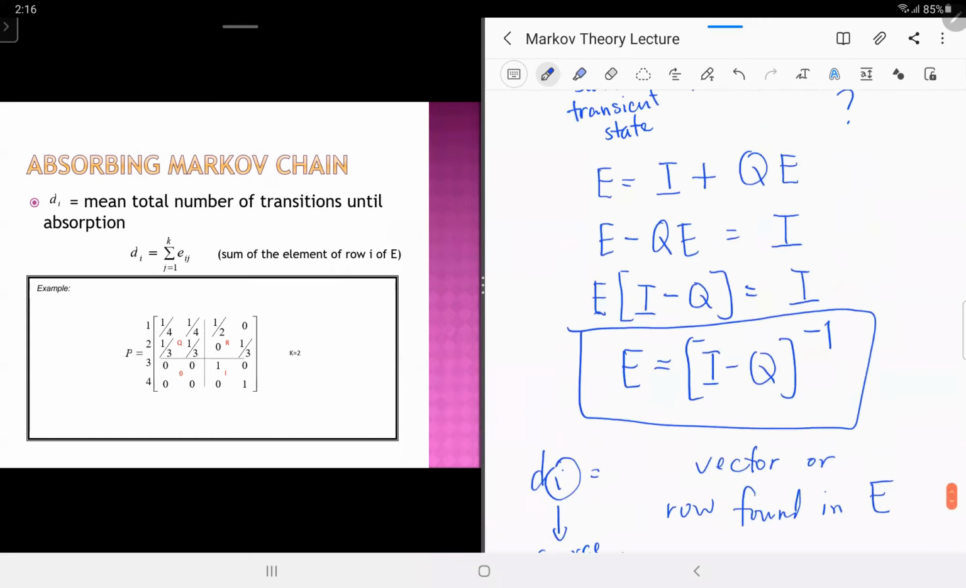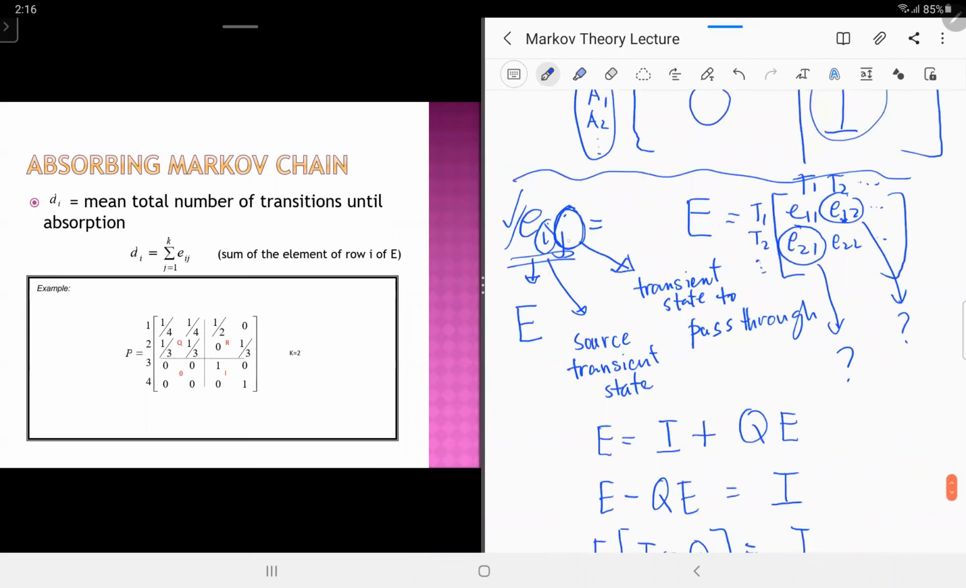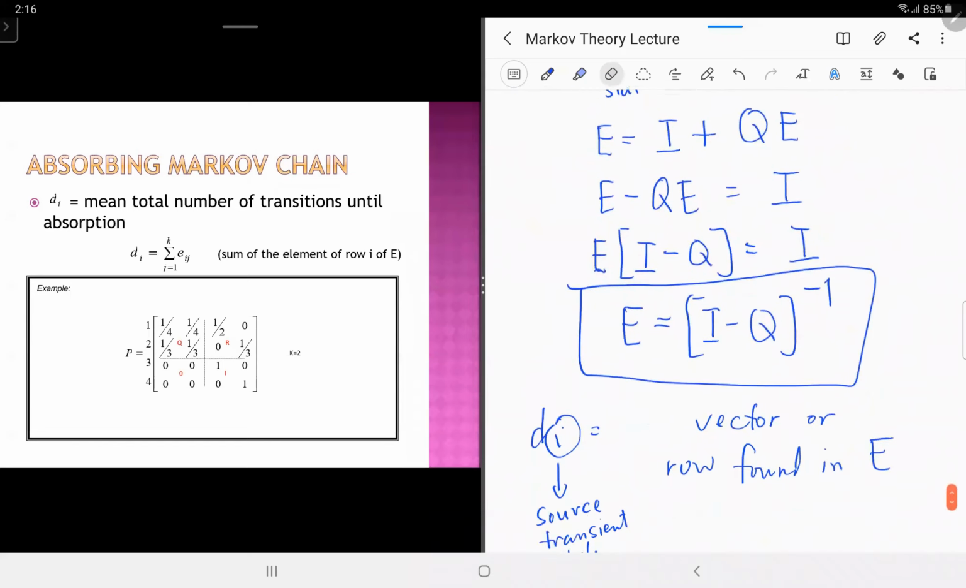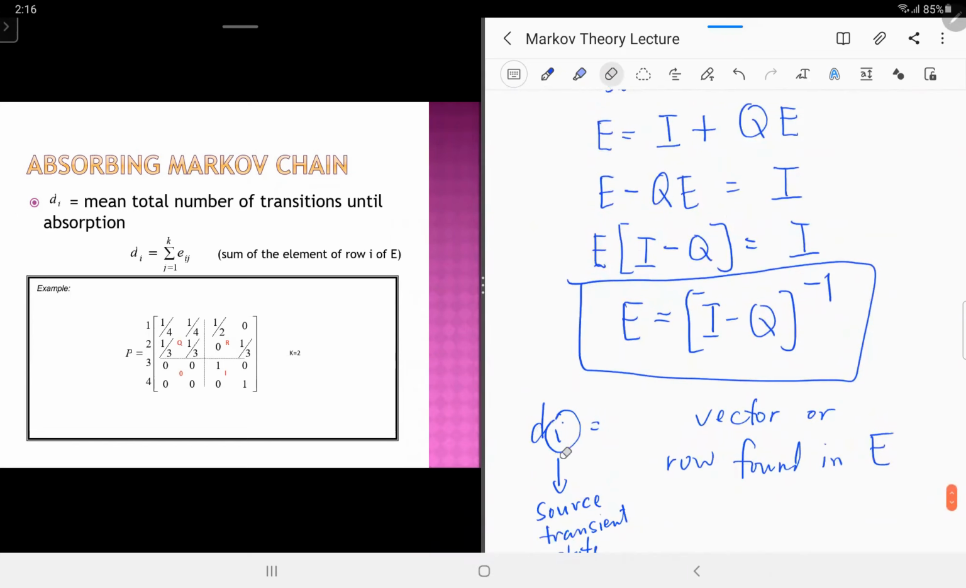In EIJ, you have a source transient state I, and the transient state that you will pass through before being absorbed is specified as J. The difference between EIJ and DI is that in DI, you do not care which transient state you pass through before getting absorbed.